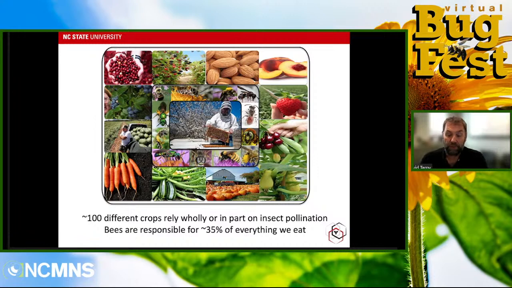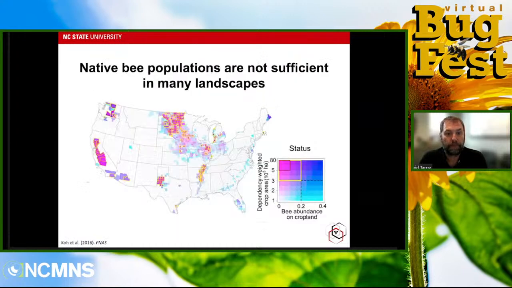And so it's really, really important to our food supply that every third bite of food that we take can be traced back to bee pollination in some form or fashion. Now, it's been shown in some really excellent studies that the native bees, these solitary living native bee populations, very speciose bee communities, are not sufficient to provide this cross-pollination service for a lot of these different crops.